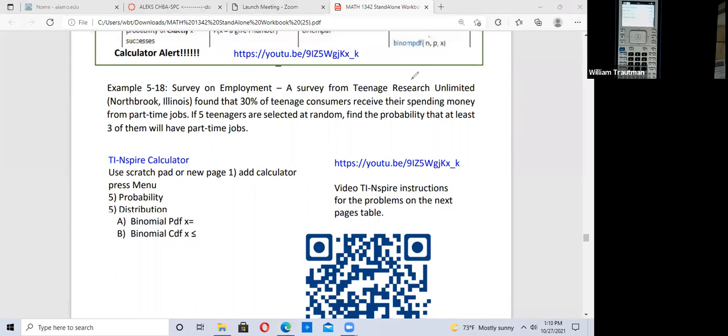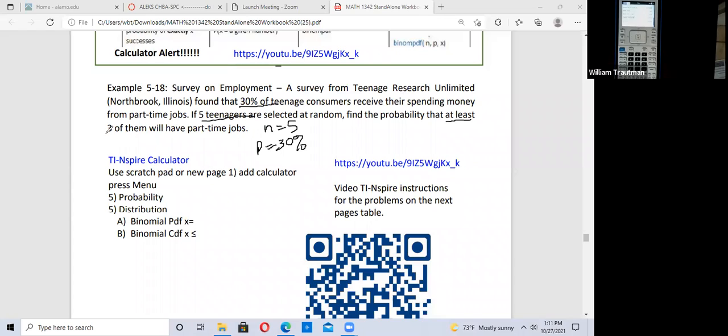So it says a survey, 30% of the teenagers spend money at the job. 5 teenagers are selected at random, N is 5. Probability is 30% spend their part-time job money on junk or whatever they say. Find the probability of at least 3.